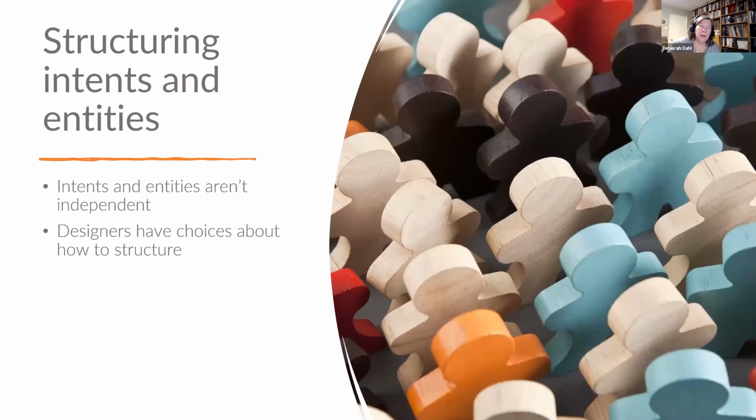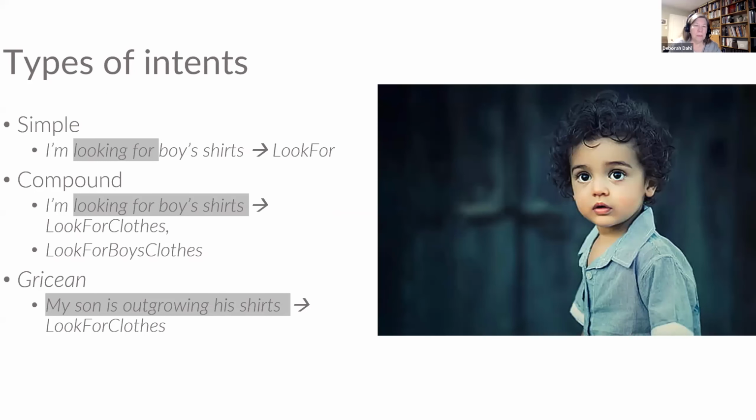So we have intents, we have entities, but it turns out that they're not independent, and they're not independent for interesting reasons. And designers can organize them in different ways. One reasoning behind how they might be organized has to do with platform limitations. We talked about that, but there's other choices that we might need to make. So I like to think of 3 different types of intents.